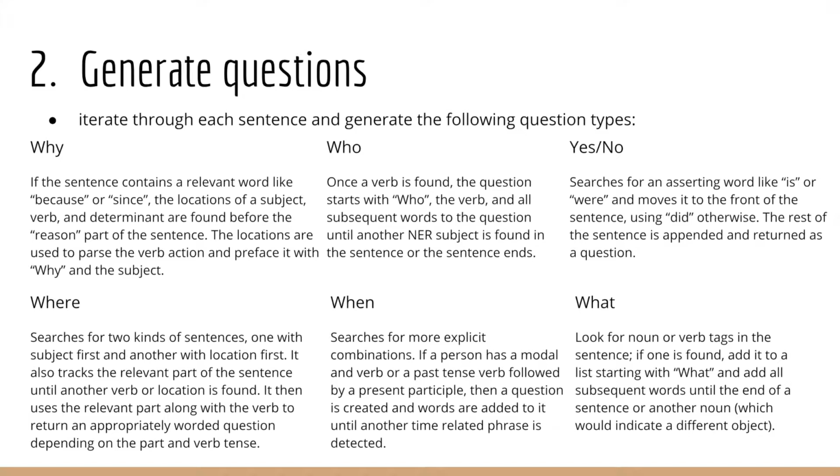For where questions, we looked for two different kinds of sentences, one with the subject first, another with the location first. We also wanted to track the relevant part of the sentence until each verb or location was found. Then we used the relevant part along with the verb to return an appropriately worded question. Finally, for why, if the sentence contained a relevant word like because or since, then we looked at the location of the subject, the verb, and the determinant, and we found out that were before the reason part of the sentence, then the locations are used to parse the verb and the action, prefacing it with a why.